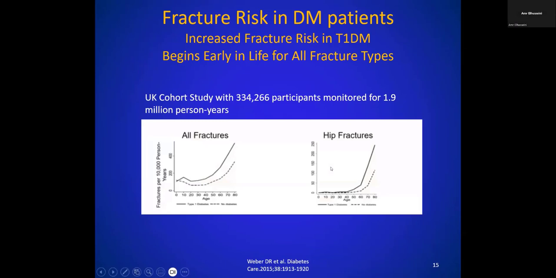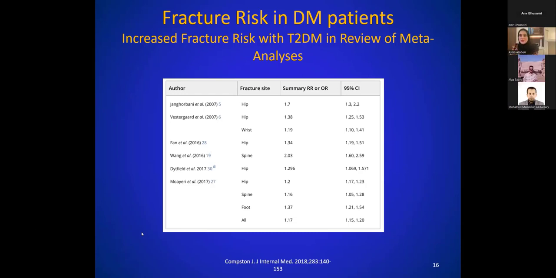Next slide, please. And looking at the fracture in type 1, they found that there is an increased risk of a fracture in type 1, which begins really very early on in life, and that for all fracture types. And as you can see on the left graph, the fracture risk in diabetic patients, also looking at the meta-analysis, and this meta-analysis is showing that patients with type 2, they're having a very high risk of a fracture. And when they looked specifically, the type 2 diabetics, they're having a high risk of a fracture of the hip. And the longer the duration of diabetes, the higher the risk of a fracture. And there was no really good evidence for type 2 diabetes and risk of wrist, spine, or foot fracture. Next slide, please.